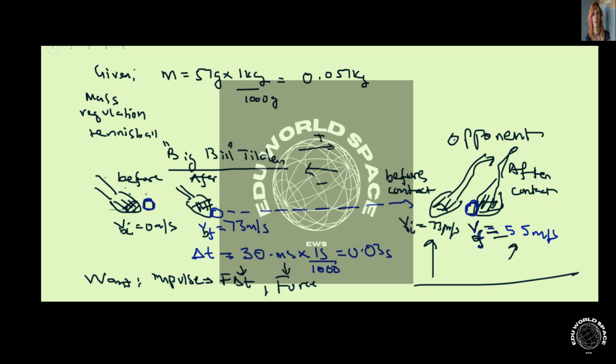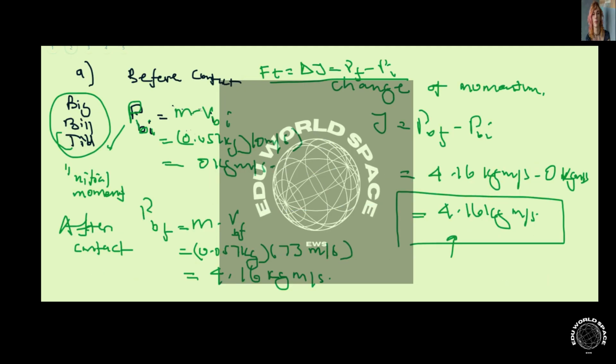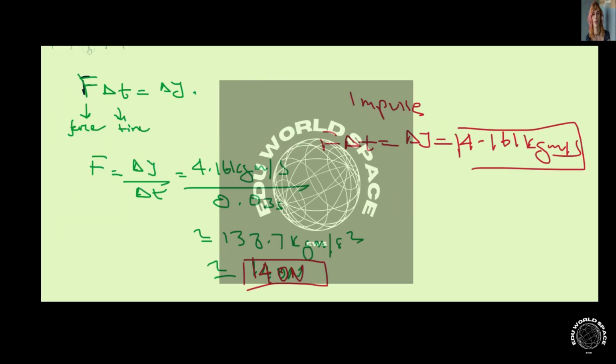That's the opponent. Bill Tilden also has the same situation where he has the final momentum minus the initial momentum, which is zero. The initial momentum is zero because at the beginning we don't have a velocity. And so this is the change in momentum. We end up getting the impulse for Bill Tilden and also the net force.